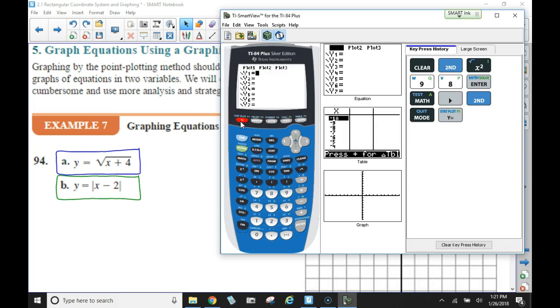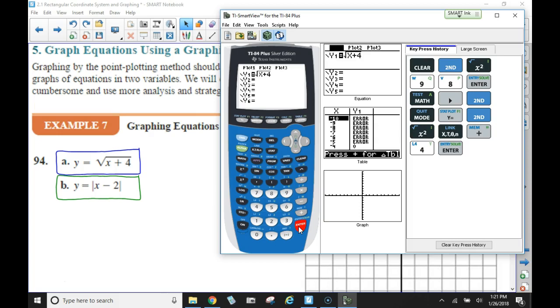First of all, for my y equals the square root of x plus 4, I'm going to hit my square root key, and then you hit your variable key, which is right here, x, then plus 4, hit enter. All right, so you can make sure that it comes up like it's supposed to, and then you go up and you hit the word graph. Okay? Now, there's the graph of y equals square root of x plus 4.